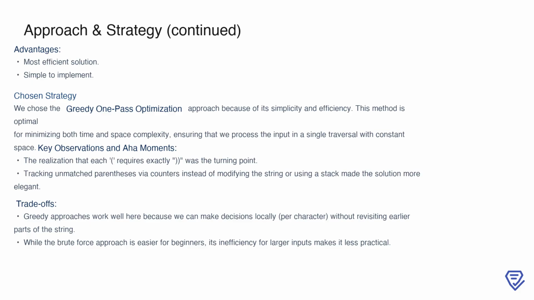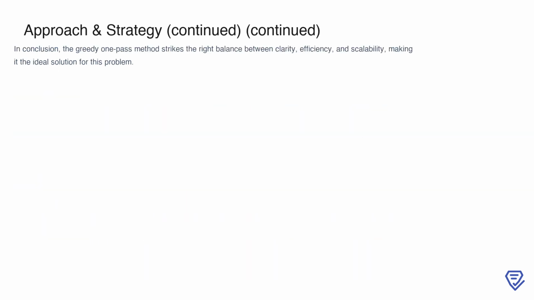While brute force might be intuitive for beginners, its inefficiencies with larger inputs make it less practical. The greedy method, on the other hand, allows us to make local decisions for each character without revisiting earlier parts of the string, making it scalable and robust for all inputs. Overall, this approach stands out as the best strategy for solving the problem effectively.